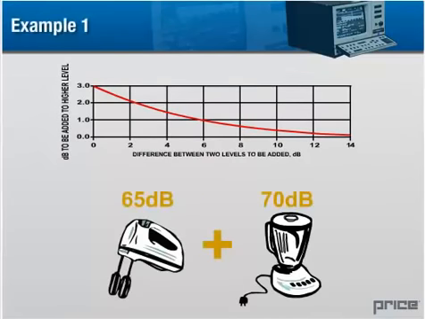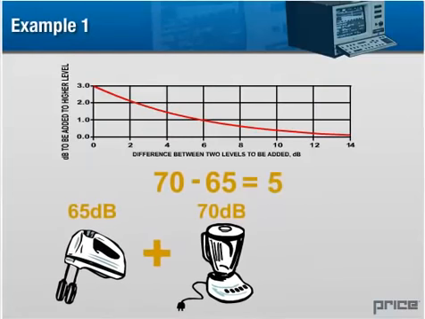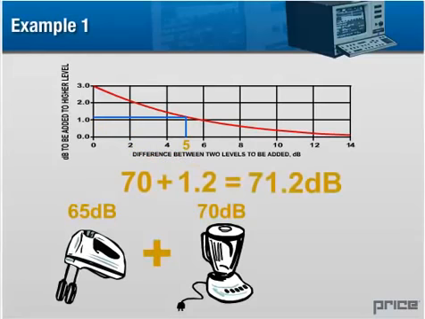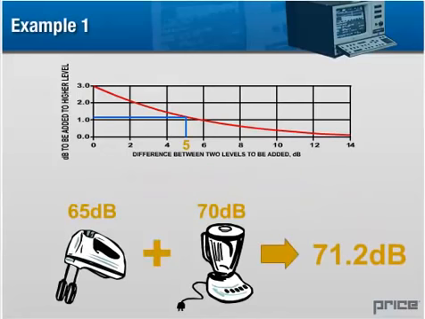Take, for example, this mixer, measured at 65 decibels, added to the blender measured at 70 decibels. The difference in the two sound levels is 5 decibels. We find that value at the bottom of the chart and extend a line from this value upward and across the chart. The resulting number, 1.2 decibels, is then added to the sound value of the loudest source for a total sound level of 71.2 decibels.